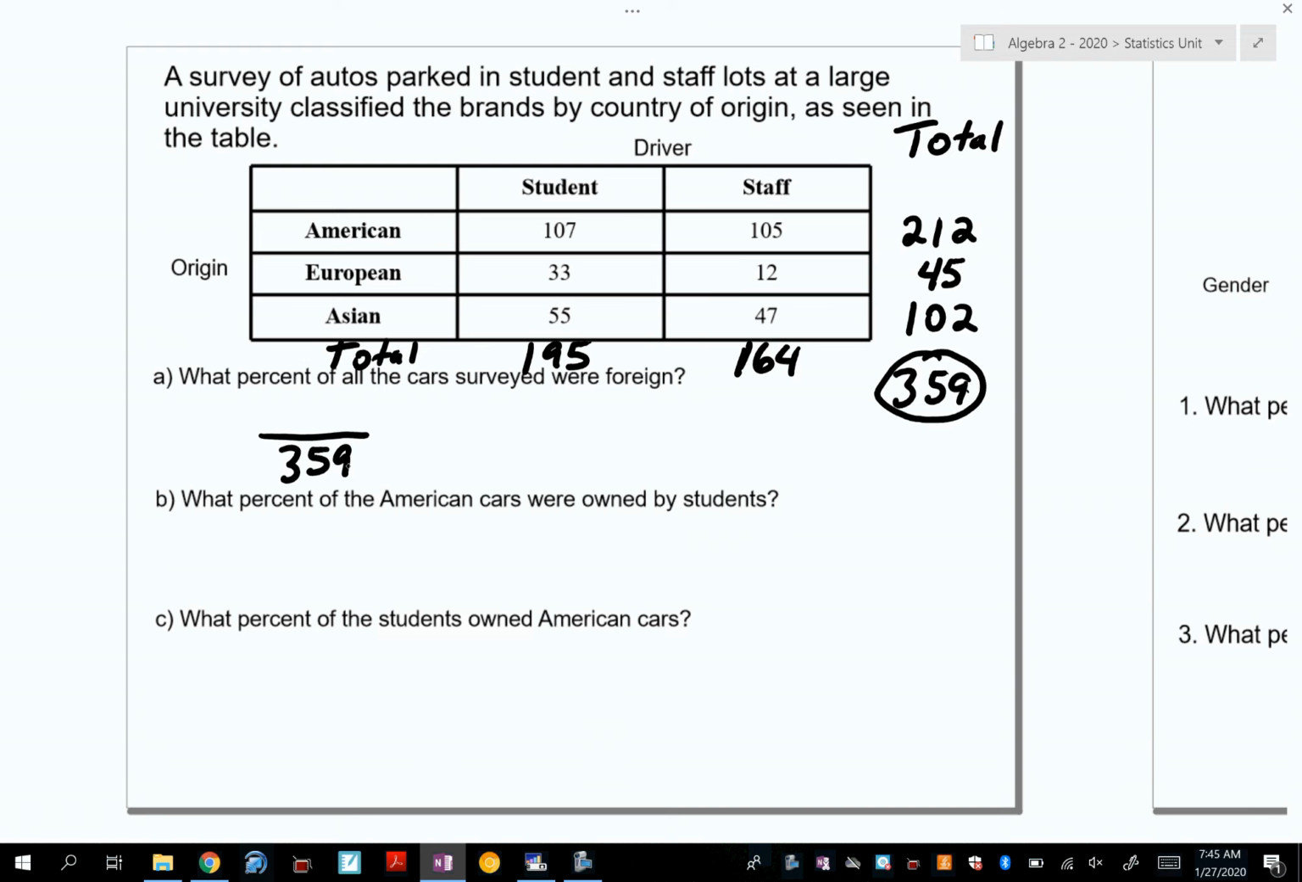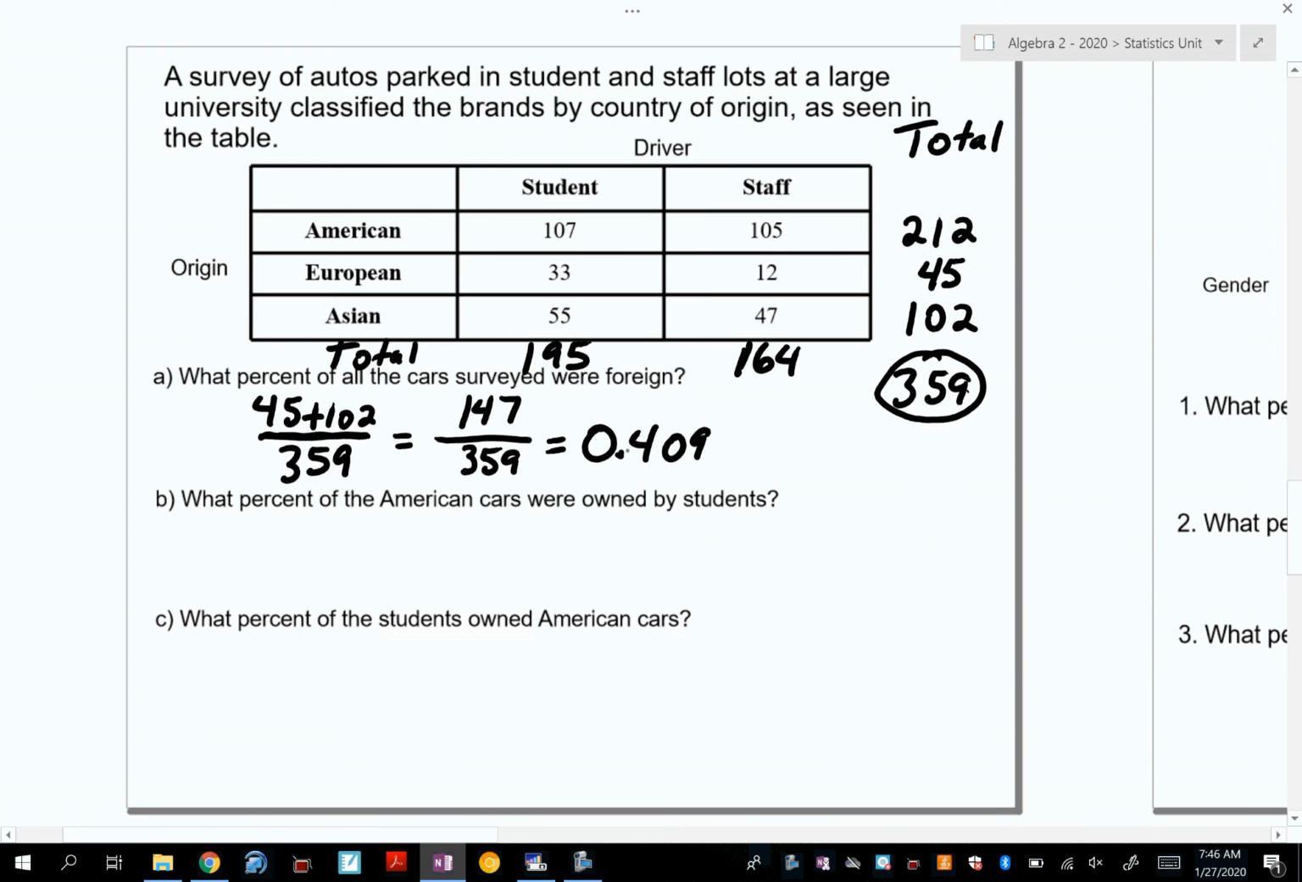So what does it mean by foreign? Not American. So when I look at my marginal distribution for origin, which of these two numbers would be not American? 45 and 102. So I'm going to put those in the numerator with addition. All right? And that is 45 plus 102 is 147 over 359. So if you go ahead in your calculator and do that division, 147 divided by 359, you get 0.409.